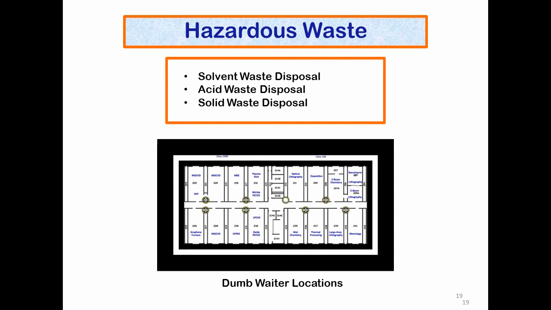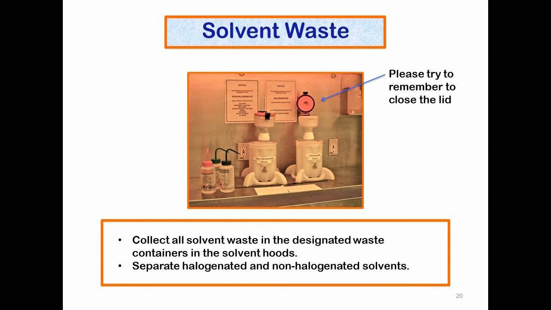Hazardous waste is defined as solvent waste, acid waste, and solid solvent disposal. There are dumbwaiter locations as indicated on this map, both in the Class 1000 white area and in the Class yellow area.